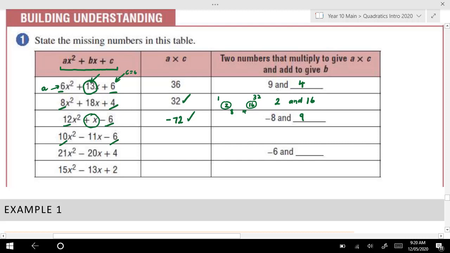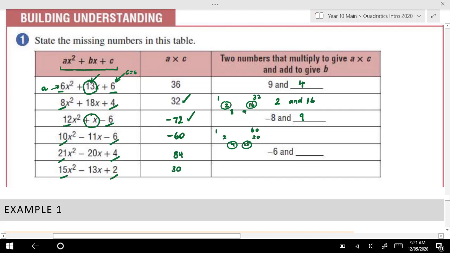So the product of that is minus 60. Let's do the product of this. 21 times 4 is 84. 15 times 2 is 30. So we want to come up with two numbers that multiply to give minus 60 and add to give minus 11. Well, let's have a look. 1 and 60, 2 and 30, 4 times 15 will give us 60. I reckon this one would be useful.